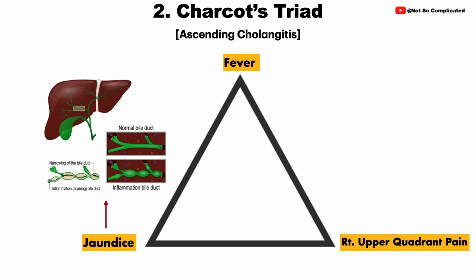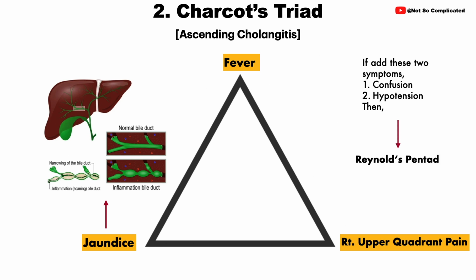If two other symptoms are added to this triad, confusion and hypotension, then the triad becomes a pentad, and that pentad is called Reynolds pentad. All right, so that is about Charcot's triad.